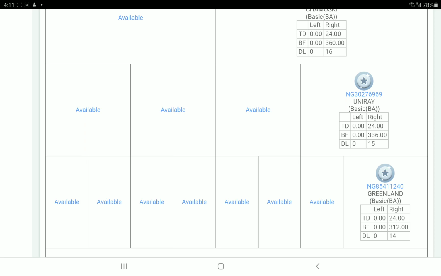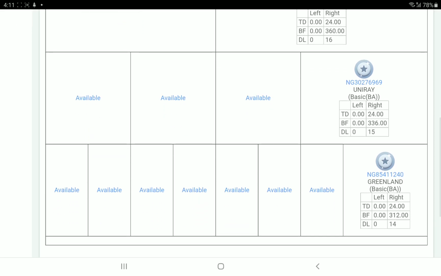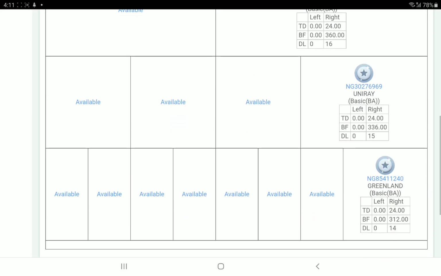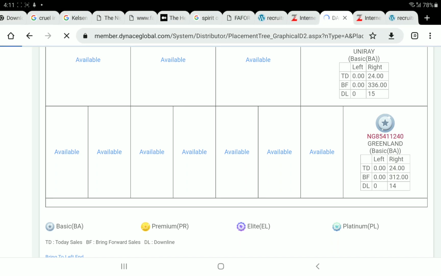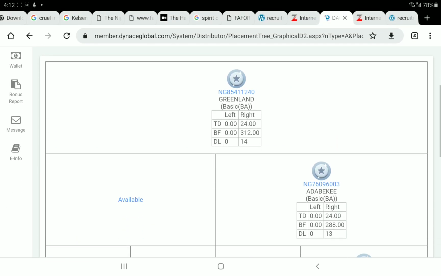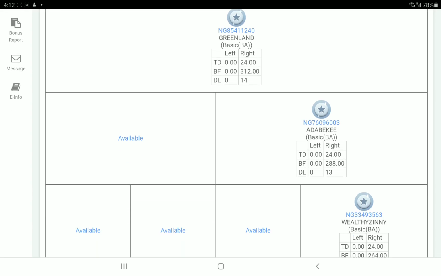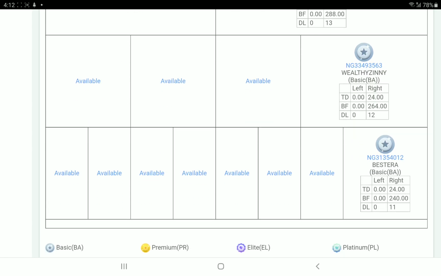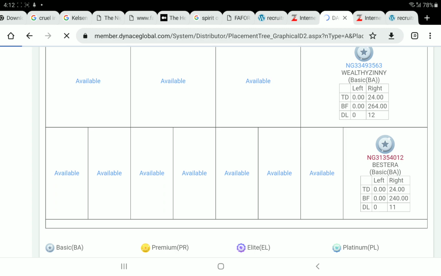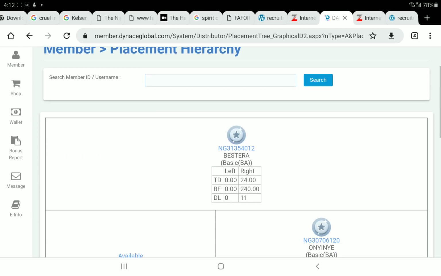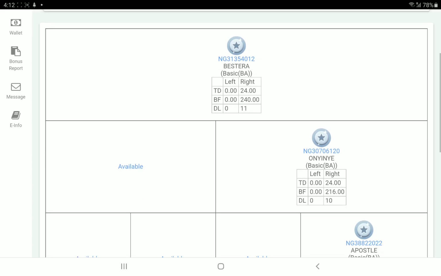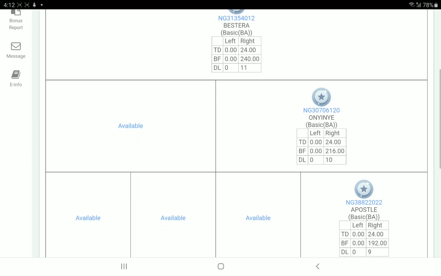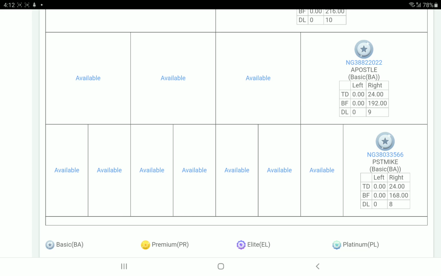So if you look at Uniray, it's placed under Chamoski and it's on the right. Greenland is on the right. I just want you to see the pattern on how placement is done when you want to do registration. Okay, so Greenland, under Greenland you have Adabeke is still on the right. Wedizin is still on the right. Under Wedizin you have Best Era is still on the right. So that is how you follow the placement pattern so that you can support your team. Then you have Onye on the left, on the right, and that right it continued like that on the right.